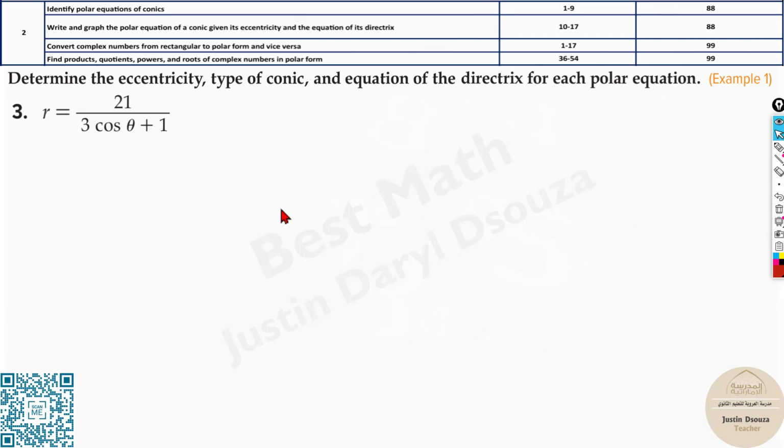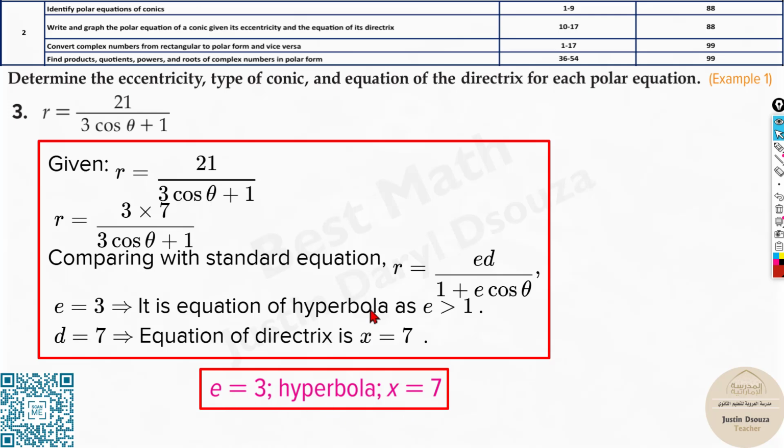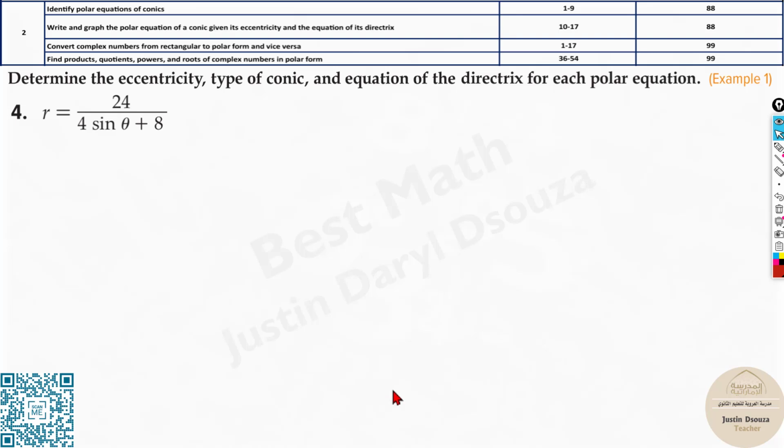This one, you guys can do by yourselves now. It's very simple. Why? Because over here it's already 1. You don't need to divide anything. The e value is 3, and this is cosine, so it's x, and divide this by 3, it'll be 7. So the directrix is plus 7, and this is a hyperbola. So here you can see that's the answer. Now why is it x? Because it's cosine. If it was sine, it would have been y.